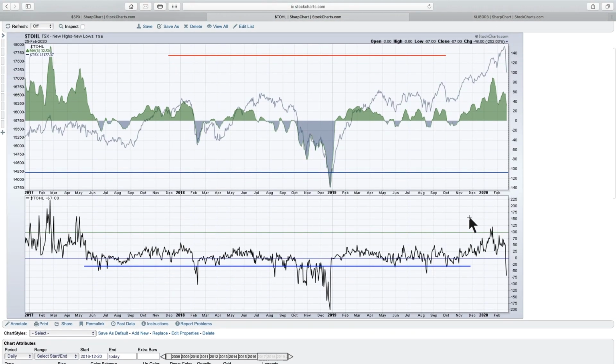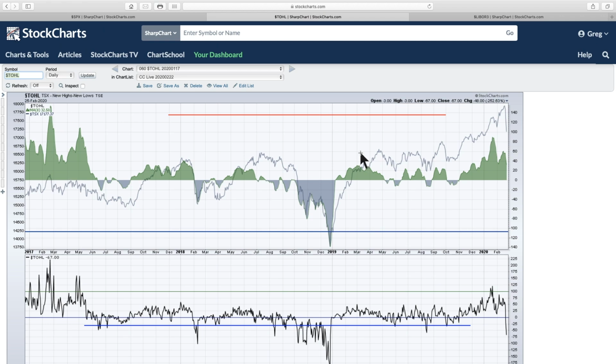So here's the high-low data, and again, we're down at these levels. Once we get down to the minus 75 level or whatever, that's a good place to start to think about a big pullback. So we're there. Any sort of a rally, I would be very careful about trading the rally for a long period of time to the upside.